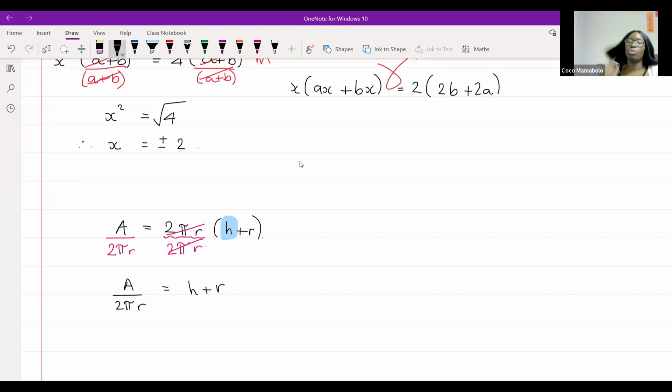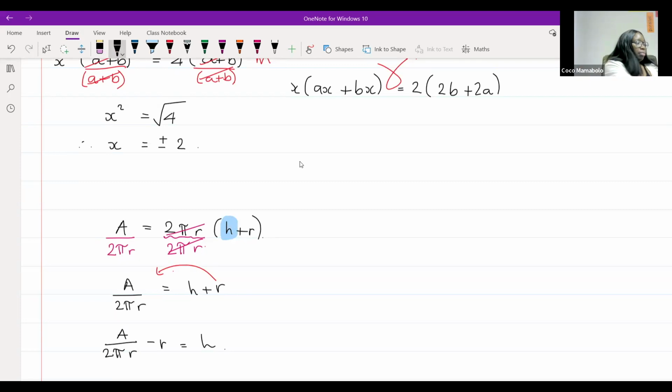My next move is just going to be to move the r over to the other side. I'm just going to take r and move it over to the other side. So I'm then going to get a over 2 pi r minus r is equal to h. And that's it.